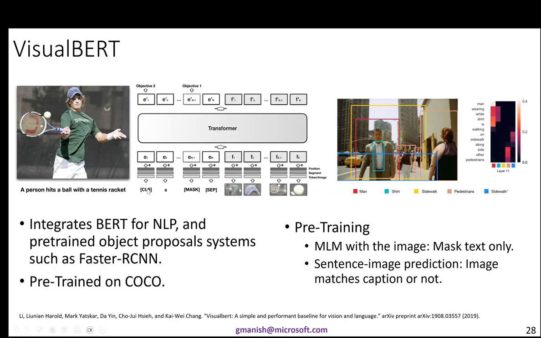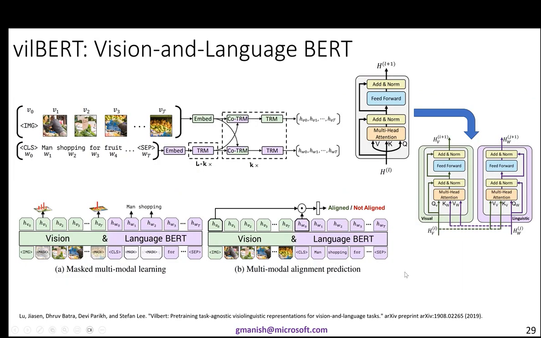VisualBERT was probably one of the first multimodal models which could do interesting tasks like visual question answering, questions in the context of an image, or visual commonsense reasoning, and so on. So, multiple such multimodal tasks. And that is when, in the past 2 or 3 years, multimodality has gained a lot of momentum.